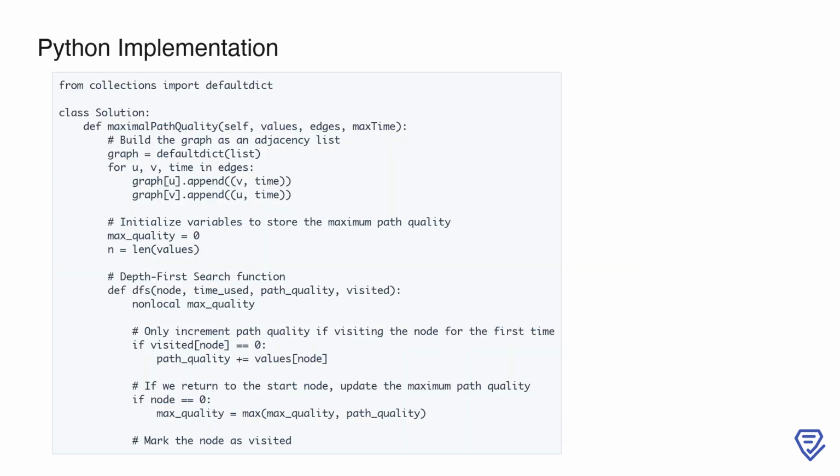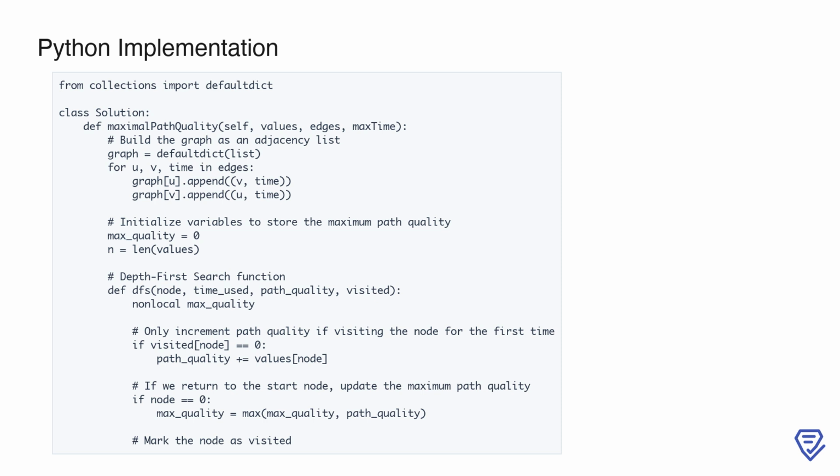Here, we start by importing the necessary libraries and defining the class Solution, which contains our main function maximalPathQuality. The goal of this function is to calculate the maximum path quality in the graph based on the given constraints. We begin by constructing the graph as an adjacency list using the defaultdict from the collections module. Each node is connected to its neighbors along with the travel time between them. Next, we define the variable max_quality to keep track of the highest path quality found so far, and n to store the number of nodes in the graph.